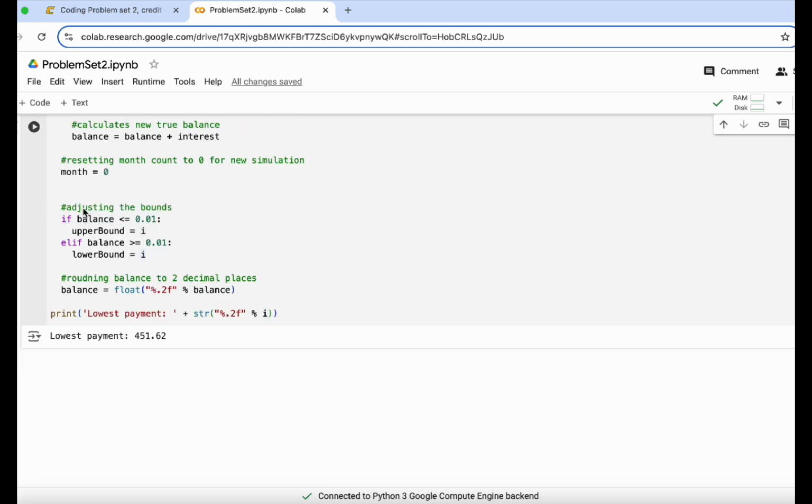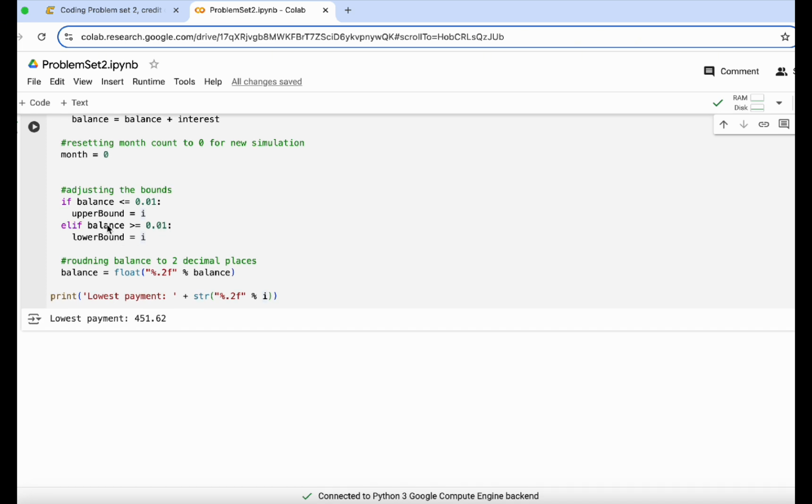So this is kind of what this is saying. If the balance is less than or equal to the 1 cent mark we have here, then the current payment is likely high enough to pay off the debt. So in that case, we are going to set the upper bound equal to i, which is just lowering the upper bound and searching for that payment.